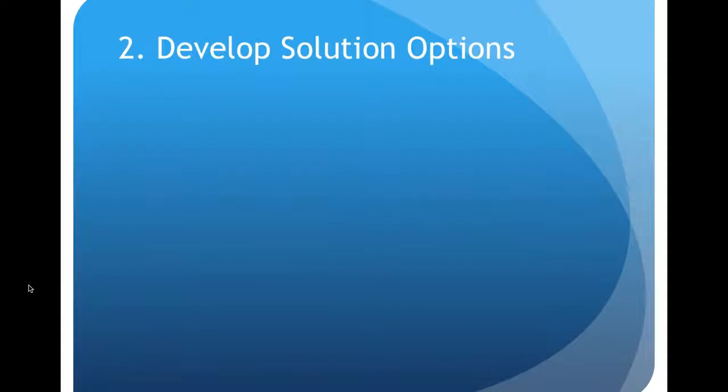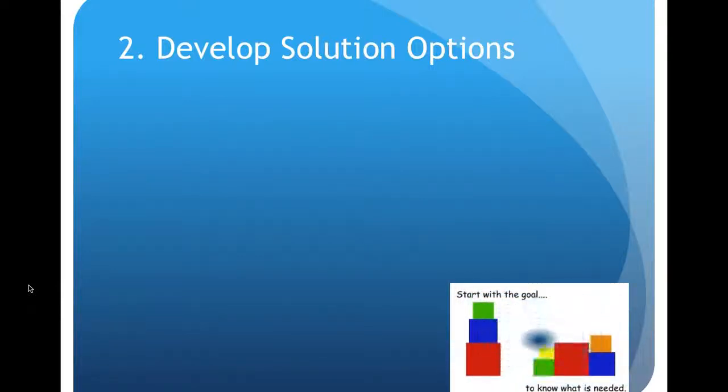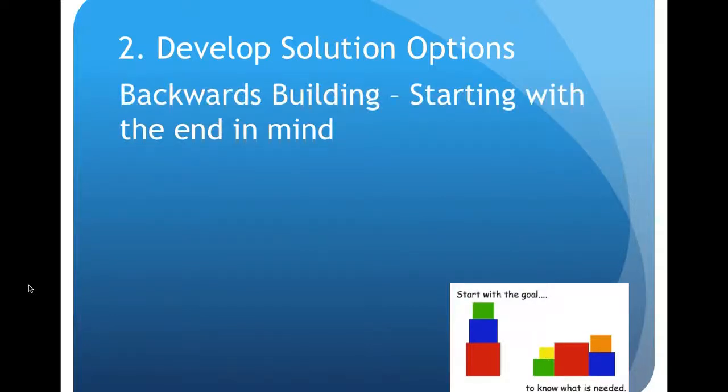The second step is to develop solution options. Basically, this is a fancy term for what are students going to produce at the end of this to show that they learned what it is that I wanted them to learn. And so I always begin with the end in mind. So I start at the end, and then we kind of work backwards. The idea of this backwards building is that I have an idea of what we're going towards, what we're striving for, and what needs to be done to get us there.